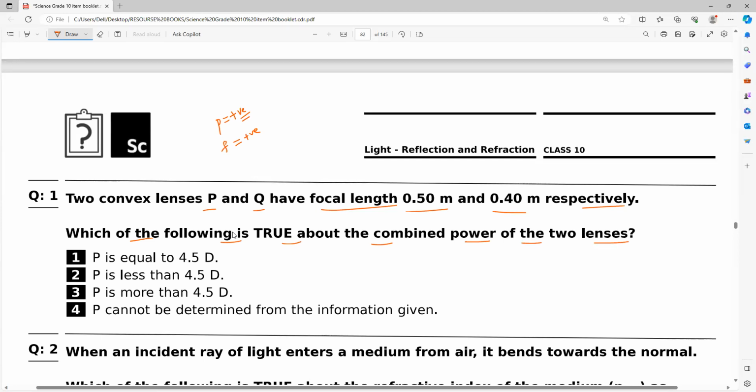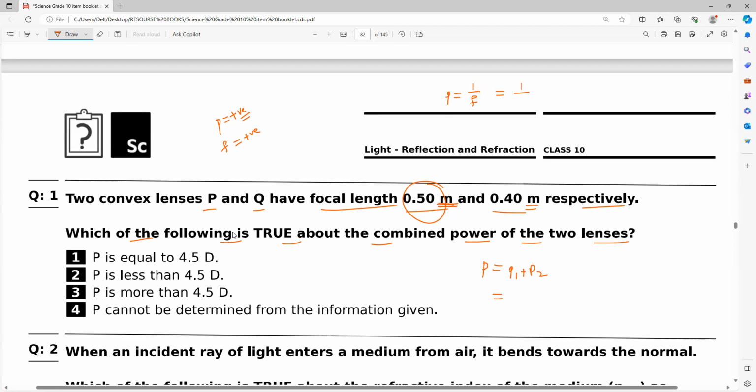So combined power, we all know the formula. What is the combined power formula, everybody? P1 plus P2. Yes. So they have given focal length actually, already in meters. As I already told you, if the focal length is given in meters, you have to use the formula 1 by F. Everyone, 100 by F or 1 by F? Directly you can use 1 by F if focal length is in meters.